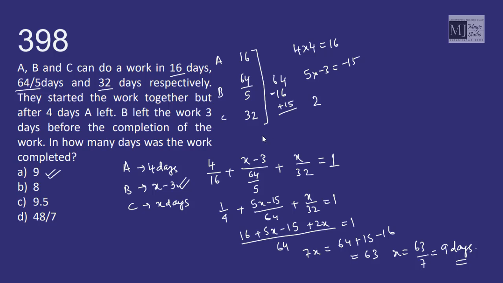64 minus 16 plus 15 is 63. Now at the end, we are left with 5 and 2 only. Why? Because A's work is already adjusted completely. 5 plus 2 is 7. 63 by 7 is 9 days.